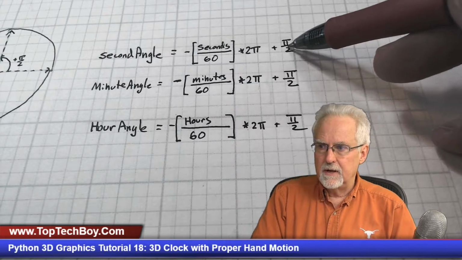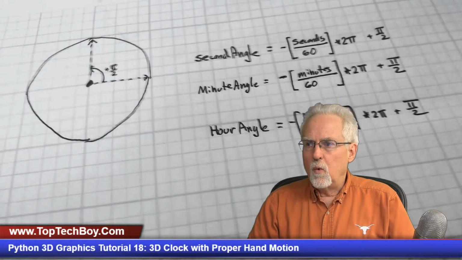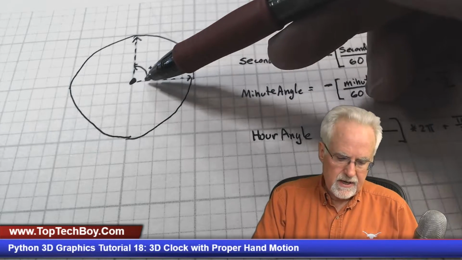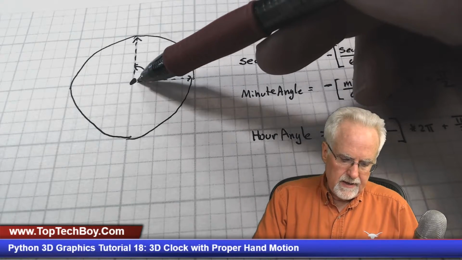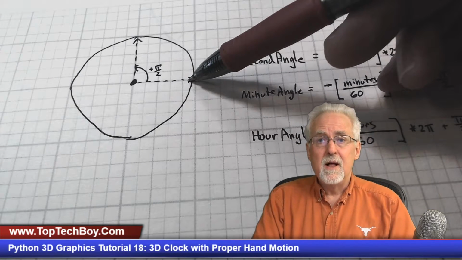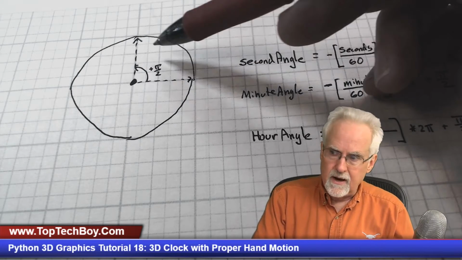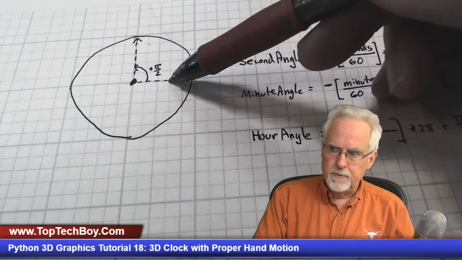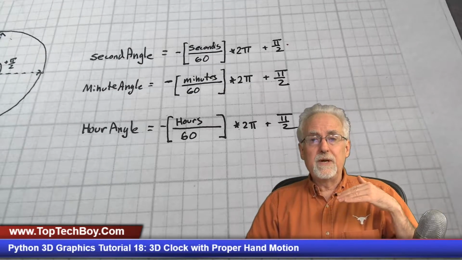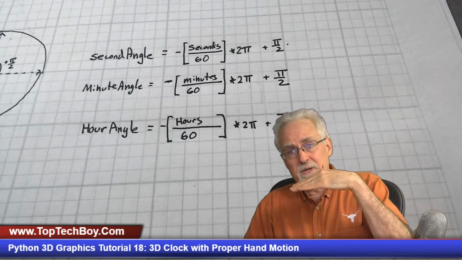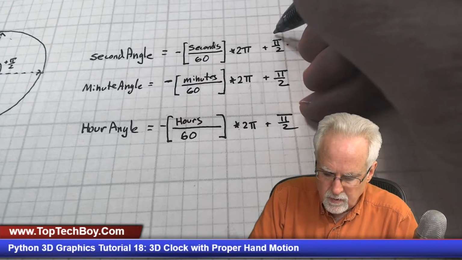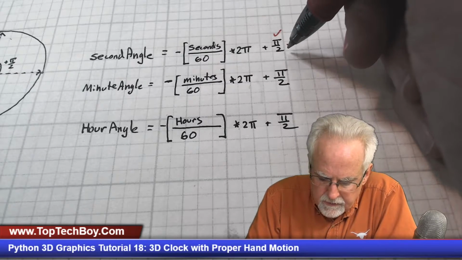Well, what is this plus pi over 2 business? Well, what we know is that in Python and in trigonometry in general, the 0 angle is out here pointing to the right. So it's like the positive x-axis is the 0 angle. But for a clock, the 0 angle is straight up. And so we want to move that 0 position from here to here. So we simply add pi over 2, and that renormalizes our scale, so 0 is up here, because 0 is up here in a clock. Hopefully that makes sense. So that explains what the plus pi over 2 is.